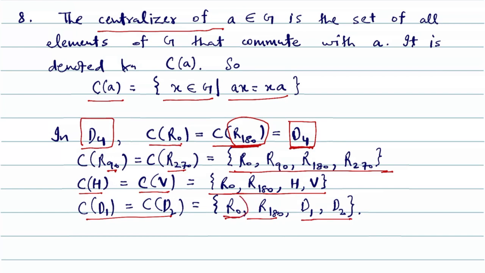Notice that R0 and R180 are coming in all the centralizers, and the reason is that they are in the center because they commute with all the elements, so they will appear in all the centralizers. All the elements of the center of a group appear in all the centralizers, and we can also prove that the centralizer of an element is always a subgroup of the group.